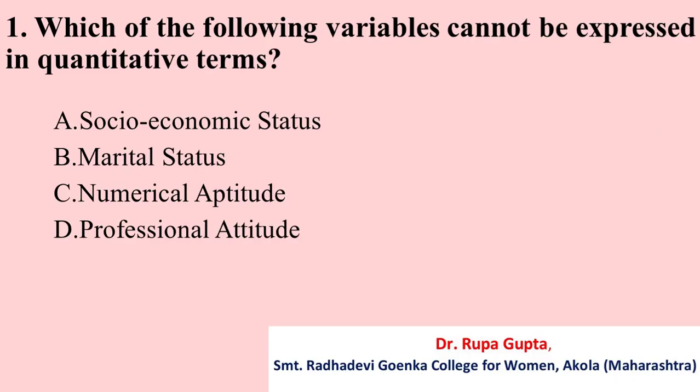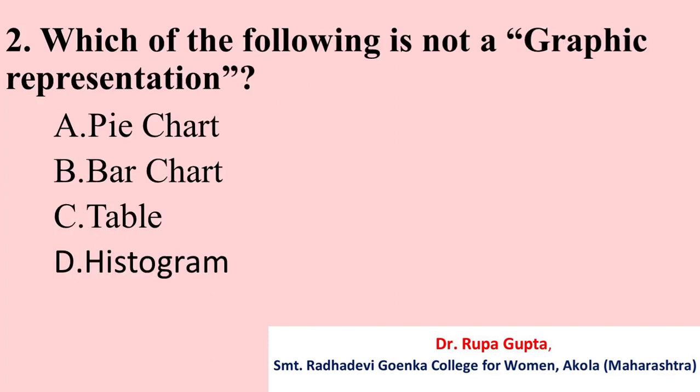Which of the following variables cannot be expressed in quantitative terms? Option A, socio-economic status. B, marital status. C, numerical aptitude. D, professional attitude. And the correct answer is C, that is numerical aptitude. Question number 2. Which of the following is not a graphic representation?